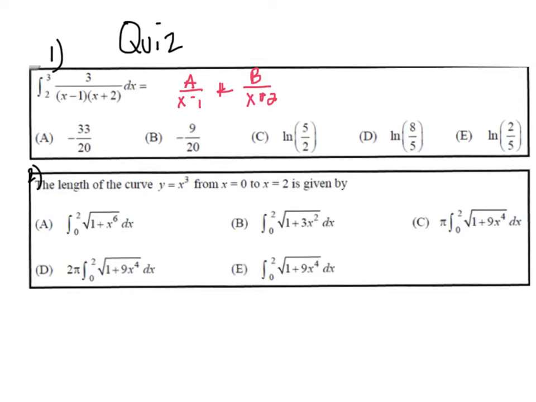Next, the length of the curve, y equals x cubed from 0 to 2. So remember, we always do an integral, square root of 1 plus the derivative squared. Okay, that's our way of finding arc length. So again, pause here, get the answers, and take the quiz.